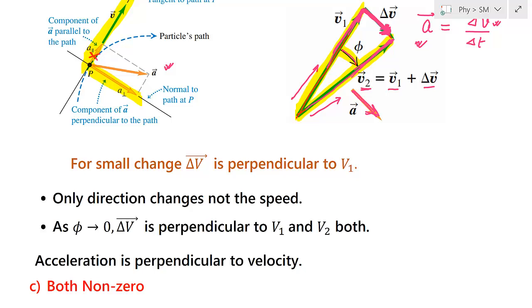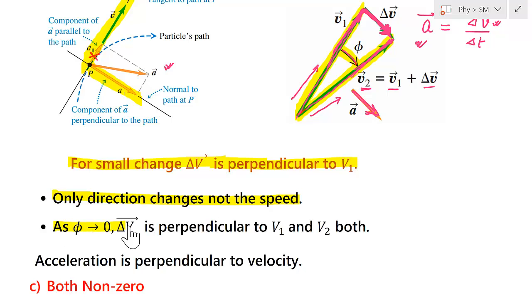So this is what I have written here. For a small change delta v, I can say delta v is perpendicular to v1 and also perpendicular to v2. In this case only direction changes, not the speed. As I said, if the tangential, parallel component of acceleration is 0, there is no speed change, only a change in direction of velocity.